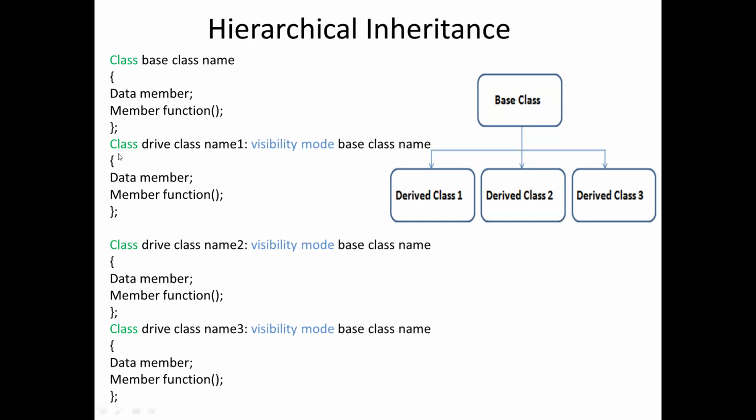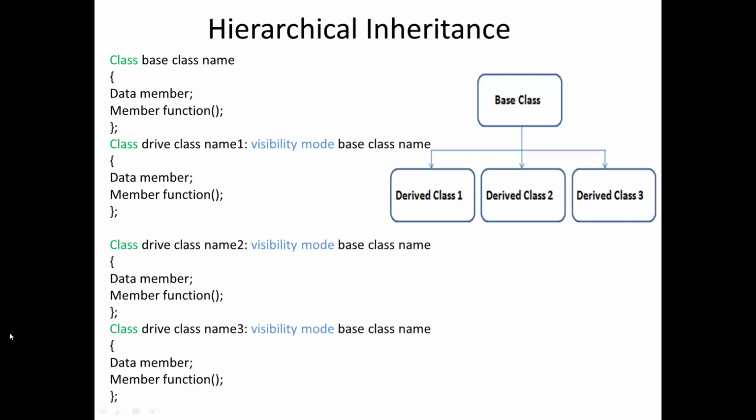So what is the syntax? We again use the class keyword, then derived class name 1, then colon, then visibility mode and the name of the base class, in which we have put the data member and member function. This means a derived class can also contain its own data member and member function, and it can also access the data member and member function of the base class, or the class which it inherited.